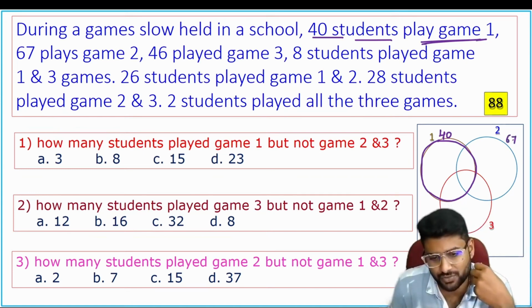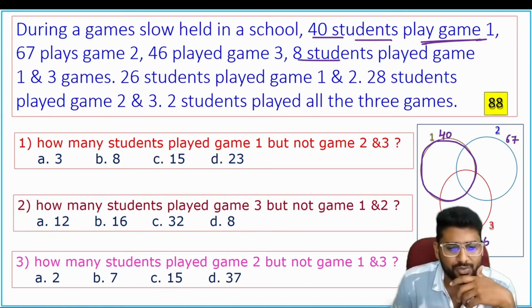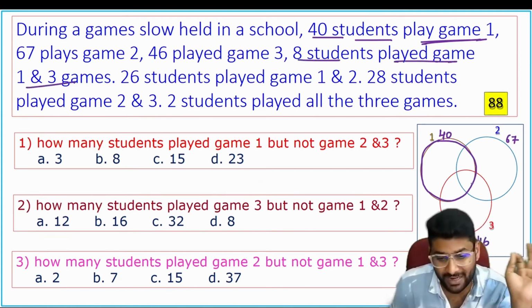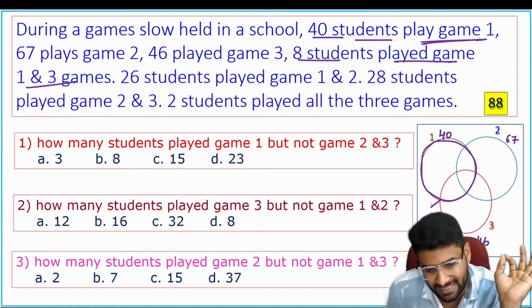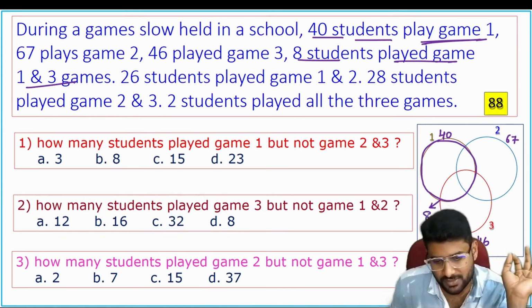67 play game 2 and 46 play game 3. And 8 students play game 1 and 3, guys. 1 and 3, 1 and 3. Again, it is also outside. Most of the students consider that number inside. That is a wrong one. Now, 8 students also play 1 and 3. 1 and 3 means the information deals with the entire intersection.